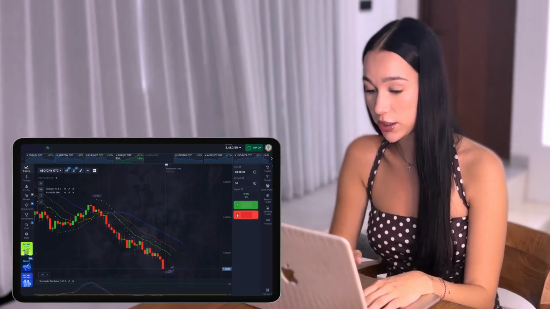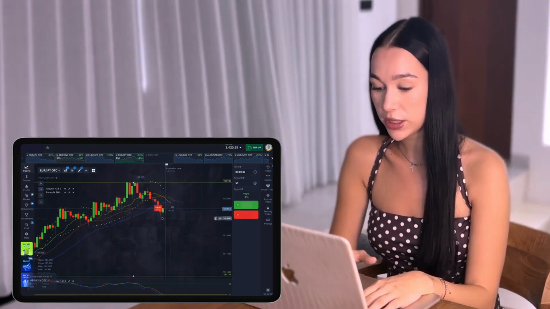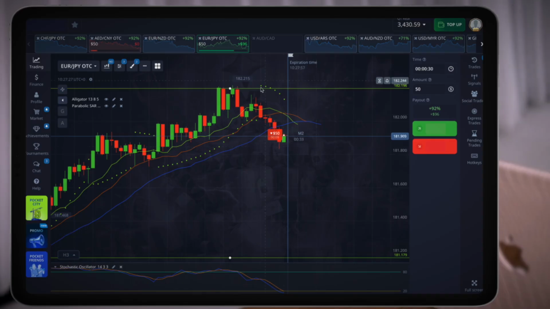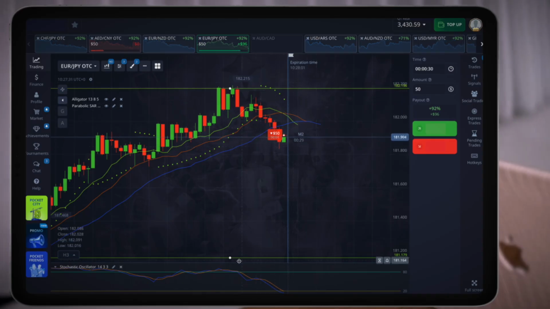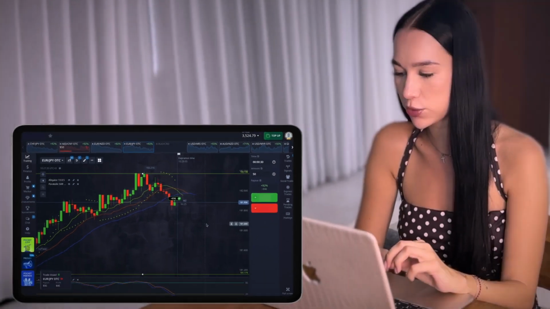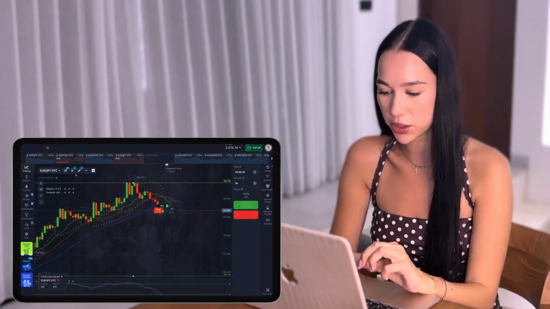Perfect. We're going to open another sell trade here. That's going pretty well. And on this one, we can see the signal from the parabolic star as well. We can see that the alligator lines just start reversing. And by the stochastic, we can see two lines cross each other going down in the same direction. We close it. We open another sell trade.